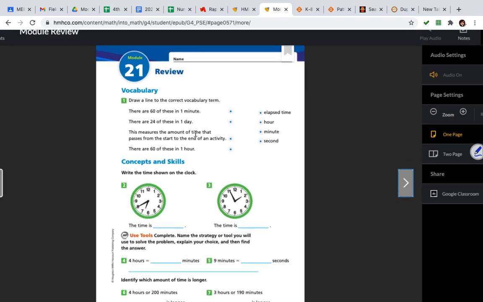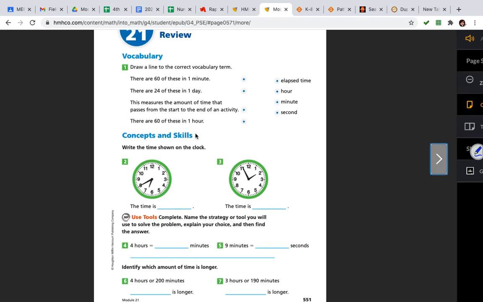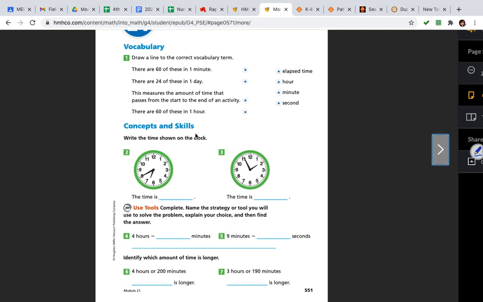So I want you to do the front and the back of page 551 and 552. After you've completed all of the problems, then watch the video to check yourself. Okay, so you should have completed the workbook pages first. Alright, so let's look at vocabulary.